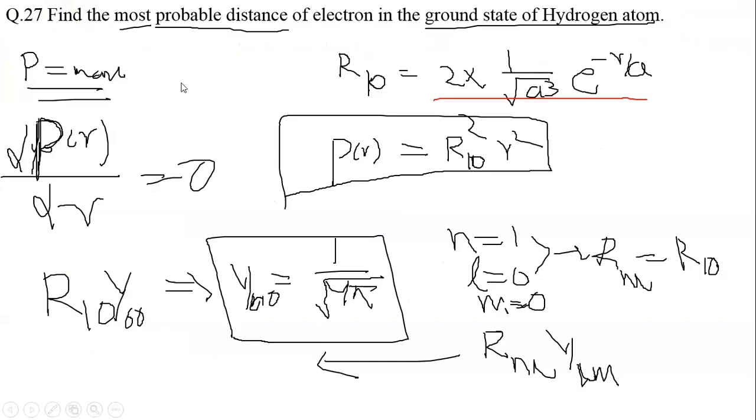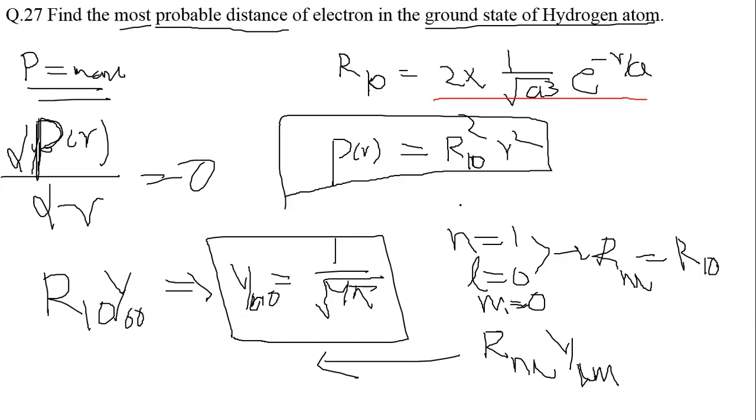This question says, find the most probable distance of electron in the ground state of hydrogen atom. For the most probable distance, the derivative of probability density with respect to r will be 0. We know the probability density is given by r square into R10 square, where R10 is the radial part of the ground state wave function. And for hydrogen, the radial part of the ground state wave function is R10 equals 2 into 1 by a to the power 3/2, e to the power minus r by a.